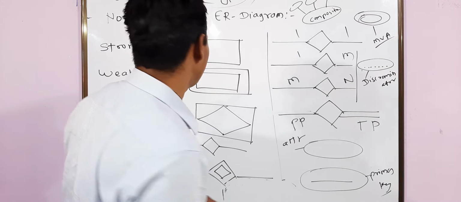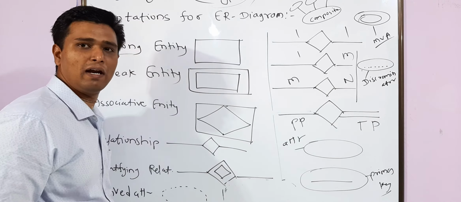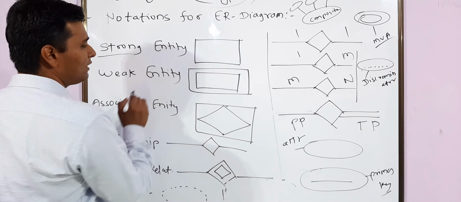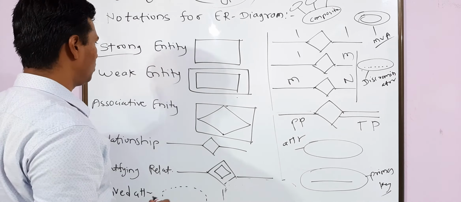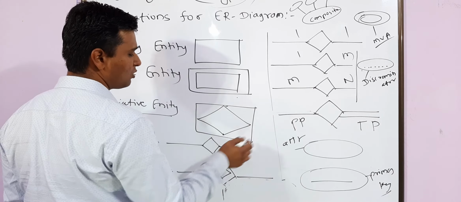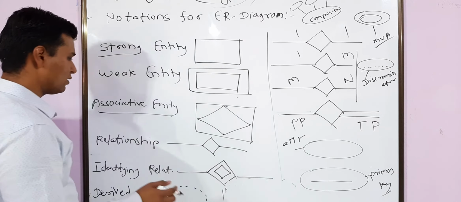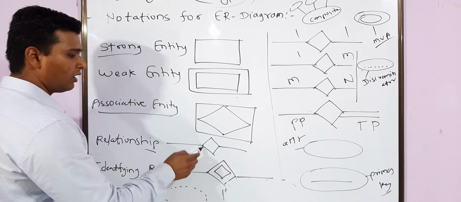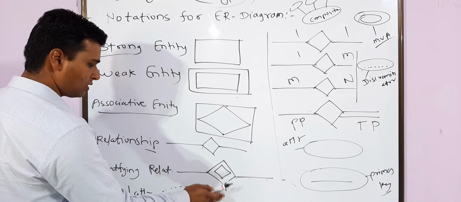Let's start with the strong entity. A strong entity is represented with a simple rectangle box. Another is the weak entity. Please note down these symbols. The associative entity looks like a relationship, but in reality it is an entity. This is the associative entity. Relationships, I told you. Then the identifying relationship, this is the notation.